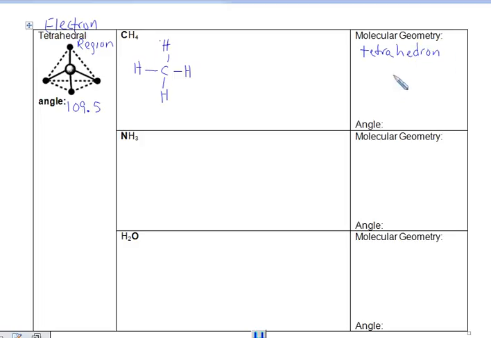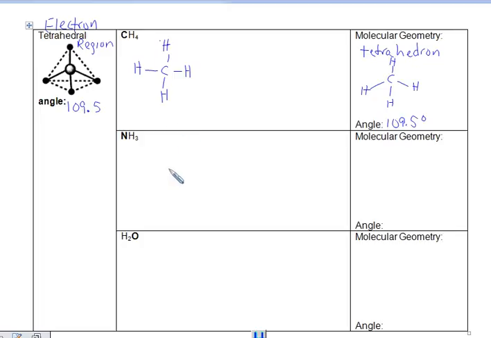And if we tried to draw this in 3 dimensions, we'd have the hydrogens looking more like this around the central atom. And the angle would be 109.5 degrees.